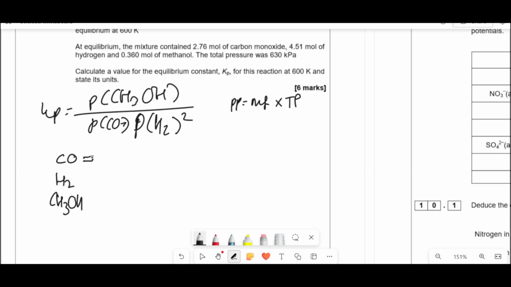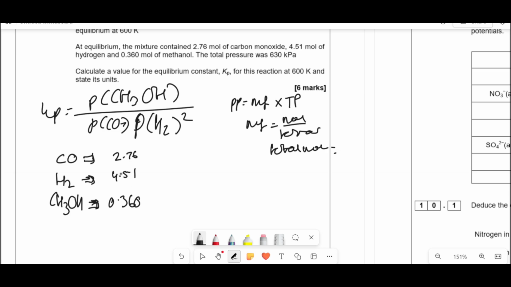Right, so we know what about each one of these, and we can go by steps. In carbon monoxide, we know we have 2.76 moles of this. We know that we have 4.51 moles of this. And we know that we have 0.630 moles of this. So the mole fraction is the moles over the total moles of whatever it is. So our total moles is going to be these all added up. If we do that, we end up getting 7.63 moles.